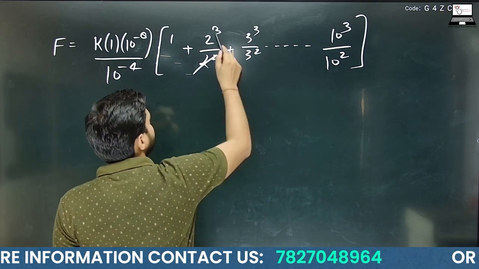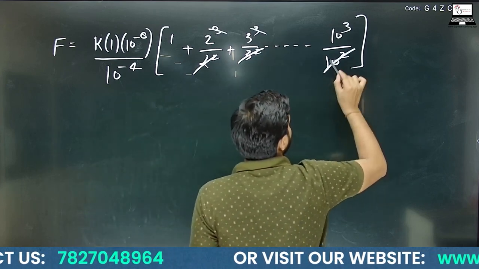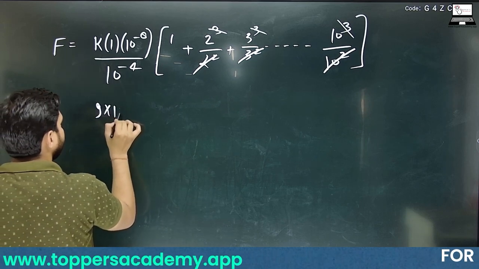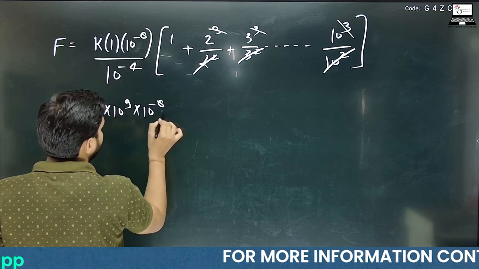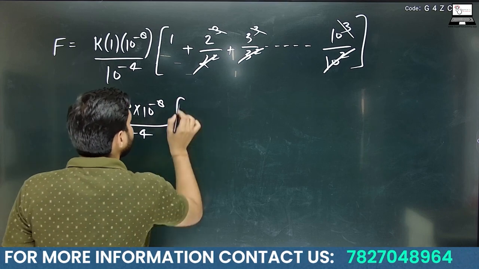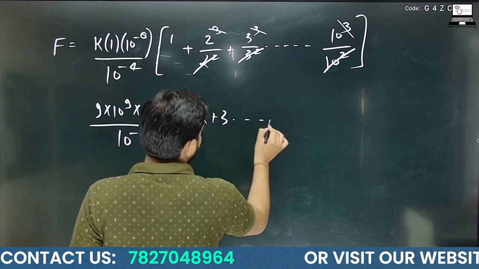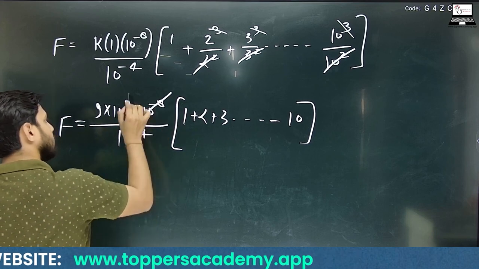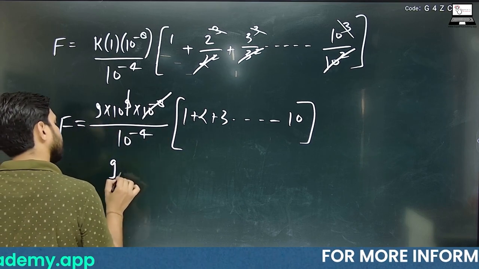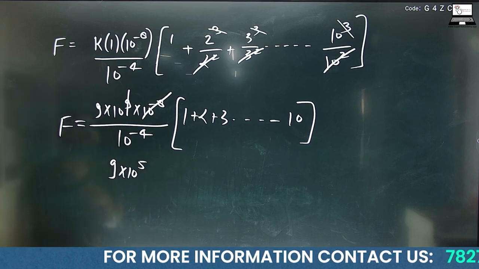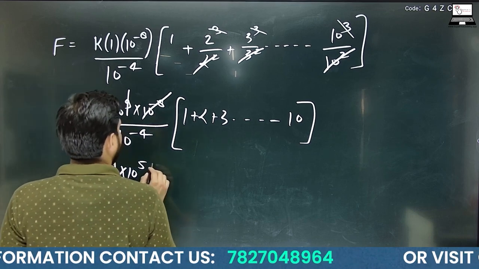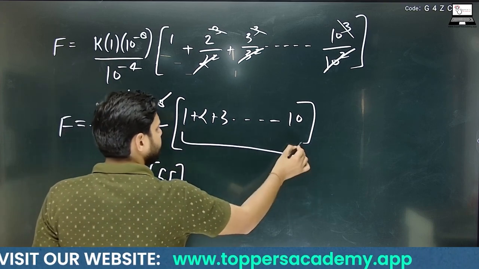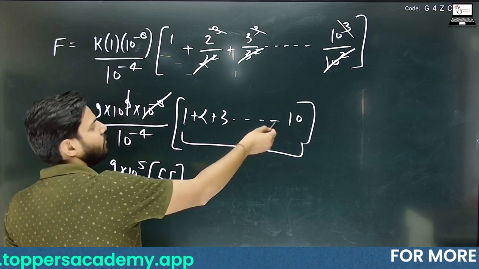Now you can clearly see 2 cube upon 2 square, 3 cube upon 3 square, till 10 cube upon 10 square. Let's put the value of K here. We will just be left with 1 plus 2 plus 3 till 10. By solving this, 10 to the power 5 will be here. Clear, sir? Very much clear. Now how much force will we have? 55. You can calculate it by adding 1, 2, 3, 4, 5, 6, 7, 8, 9, 10.